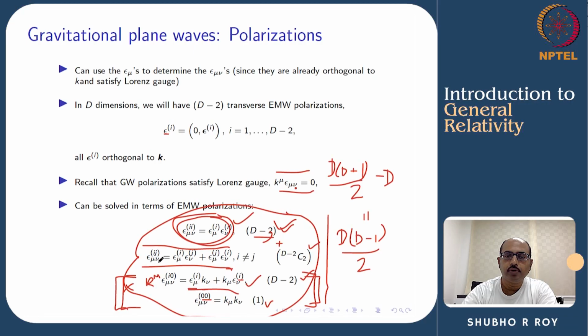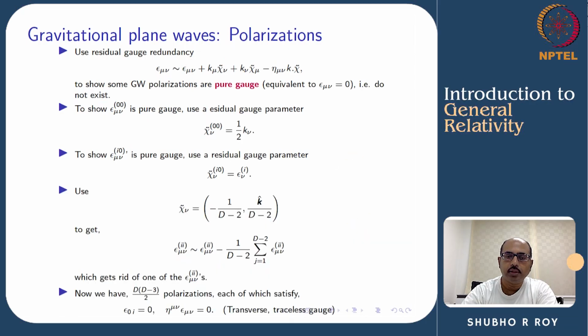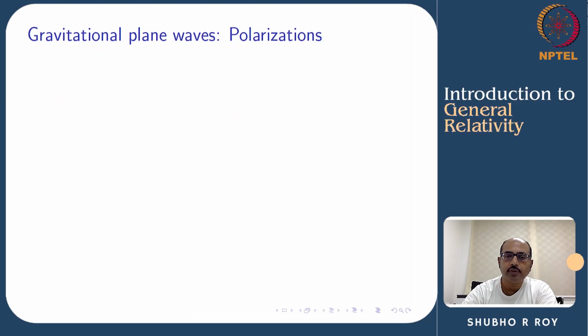So the 0i component, if I take the 0 and i, because polarization vectors have no temporal component, this will go to 0. And here also, if I take 0 and i, that is going to be happening. And then, of course, the trace, epsilon mu will be 0. Again, it should be obvious.